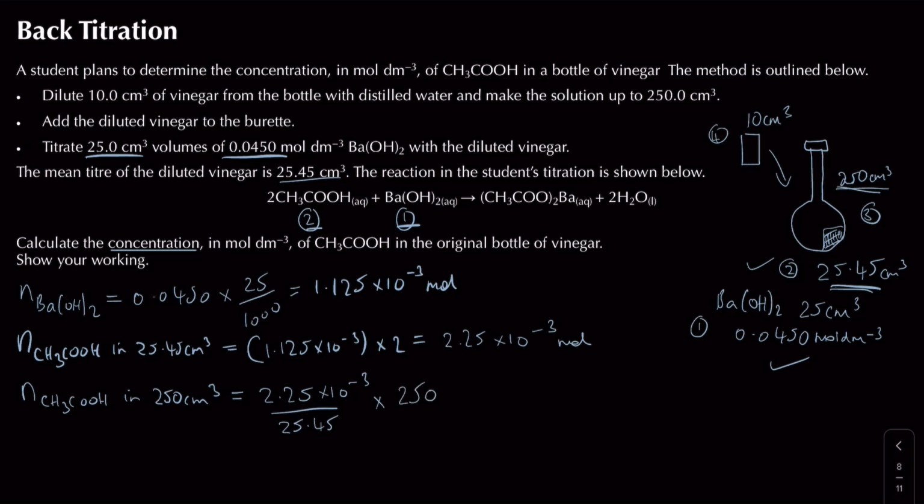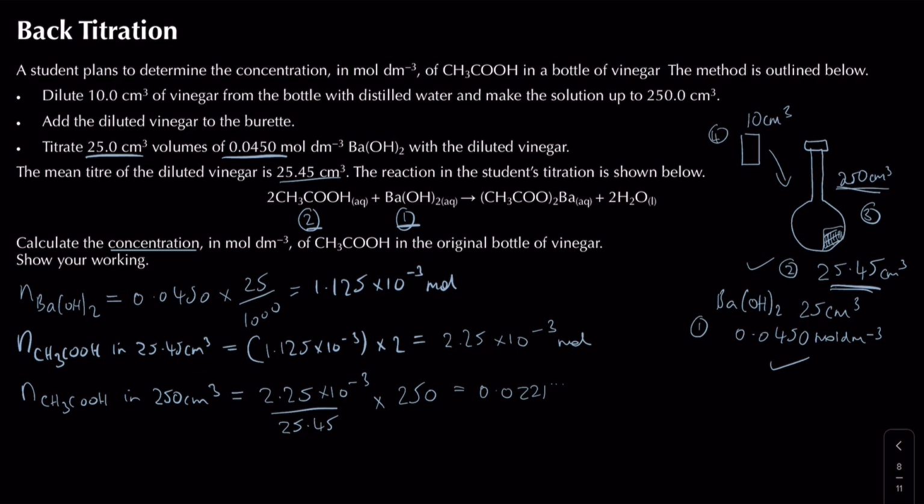Now of course, if you find the moles that you've got in 1 centimeter cubed, you can then times by the total volume to find the moles in 250 centimeters cubed. So in that case, you divide by 25.45 times by 250, and what you end up with for the number of moles of ethanoic acid in 250 centimeters cubed is 0.0221, and then of course we're going to leave the rest of our answer in our calculator. So far we've worked out the number of moles of barium hydroxide, we found the number of moles of ethanoic acid, and then the number of moles of ethanoic acid in 250 centimeters cubed.